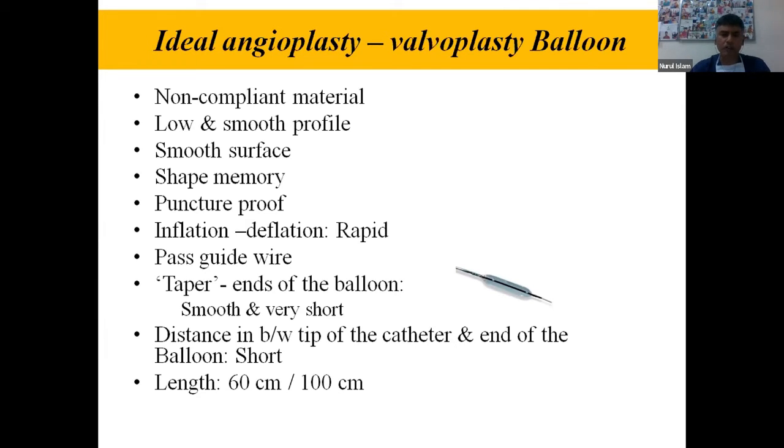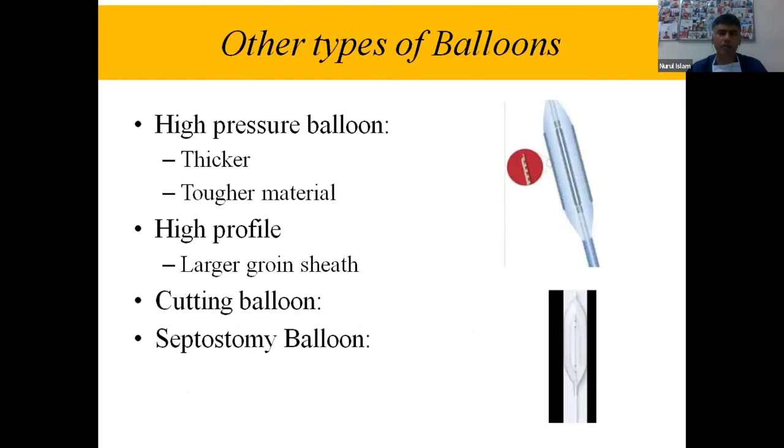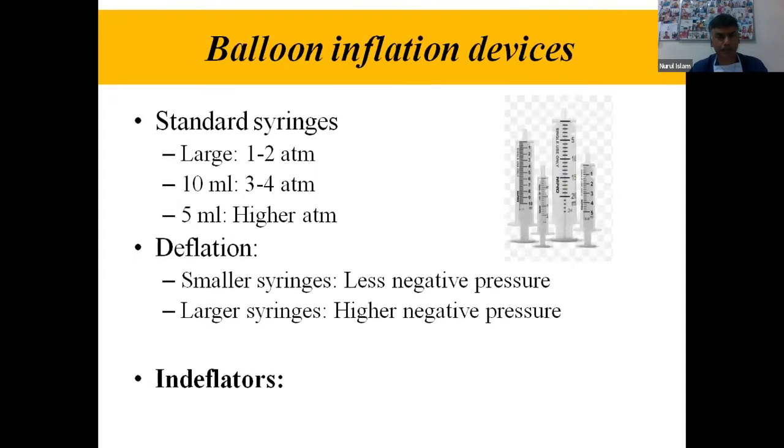The length of the balloon also varies. It depends upon the type of the balloon and the company producing the balloons. Other types of balloons, like high pressure balloons, have a high profile and need a bigger sheath, and the high pressure balloons are made of thicker, tougher material and can cause injury on over-inflation. Like cutting balloons, they have specific micro blades on the surface at certain gap distance, at a 120-degree angle, and those are used for very tight lesions. And other types of balloon, like the septostomy balloon, will come in the next few slides.